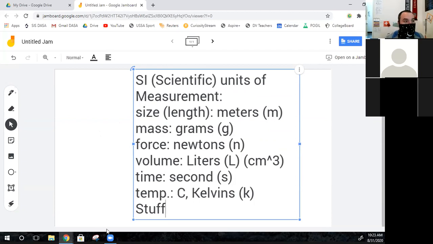So, have you ever heard of the term mole before? Yes? Moles. So moles is capital M. Or they can just do MOL.